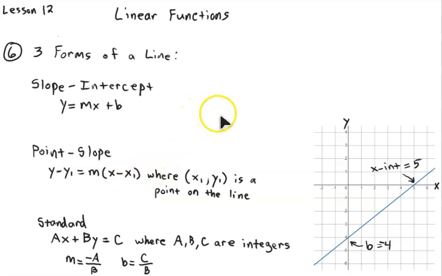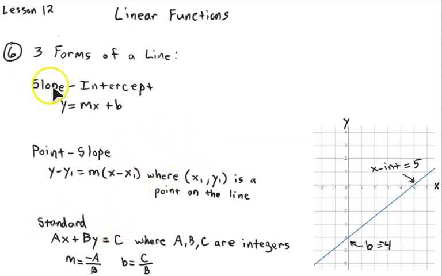All right, the sixth fact we're going to understand is that there are three forms of a line, meaning a line can be written in three different ways. Really, that's not entirely true. There are probably many ways you can write a line, but the three most common, the three most useful ways to write the equation of a line are slope-intercept form, point-slope form, and what's called standard form.